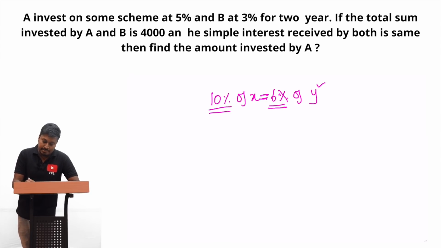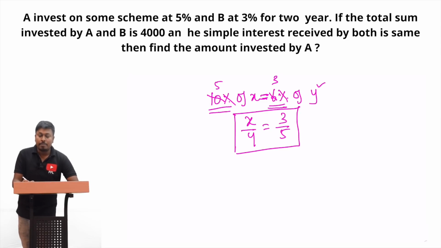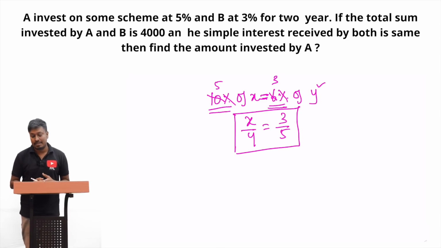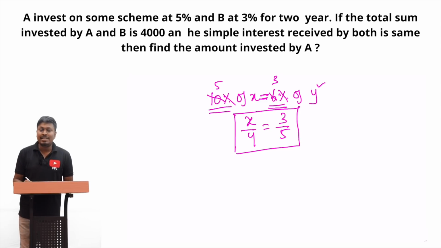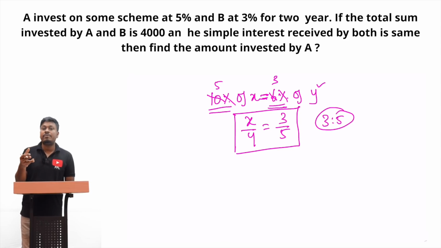So we can cancel the percentage on both sides. 5 times, so this will be 3 times, so we can say that X by Y will be 3 by 5. So finally we got the part of money they have invested, 3 by 5. So 3:5 is the ratio of investment.